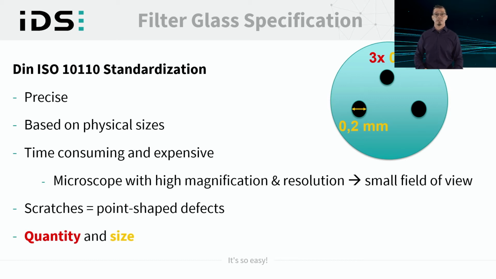The standard doesn't distinguish between scratches and point-shaped defects. The defects will be classified by quantity, size and the defect area in square millimeters. But there can be many more conditions tested than the surface defects.